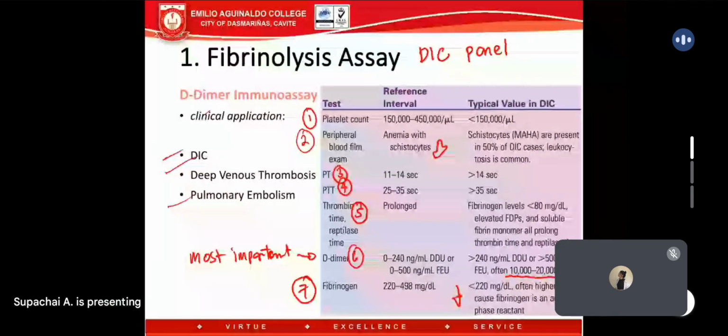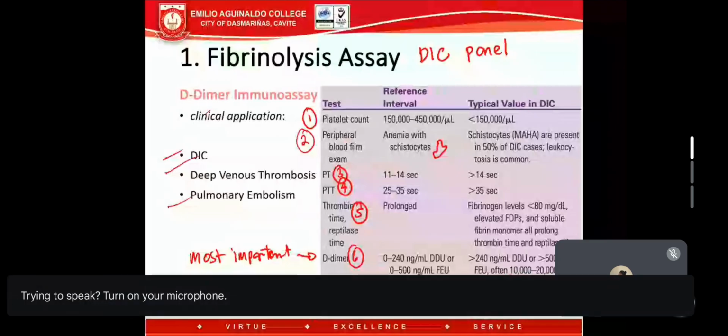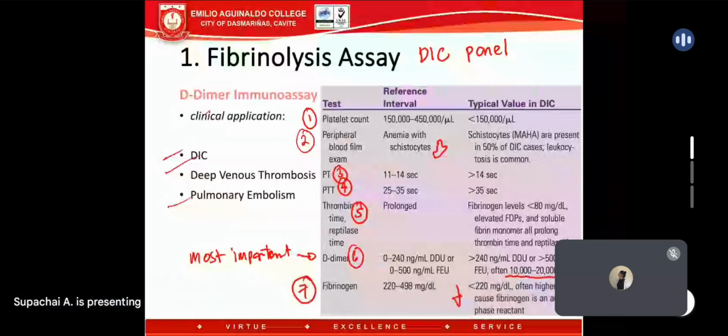In the peripheral blood smear, you'll be able to see anemia with schistocytes. If you remember with poikilocytosis, a schistocyte is a fragmented RBC. The prothrombin time is prolonged, more than 14 seconds. Fourth criterion is your PTT, or the partial thromboplastin time. In the DIC panel, it is more than 35 seconds.